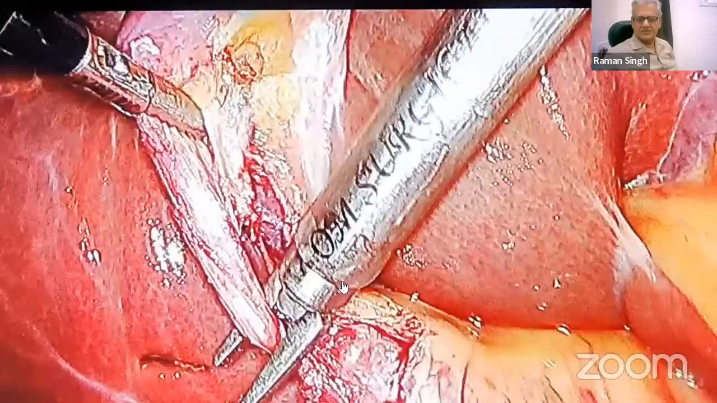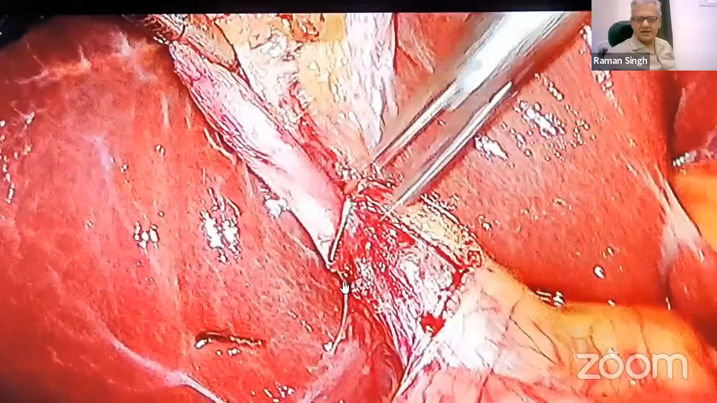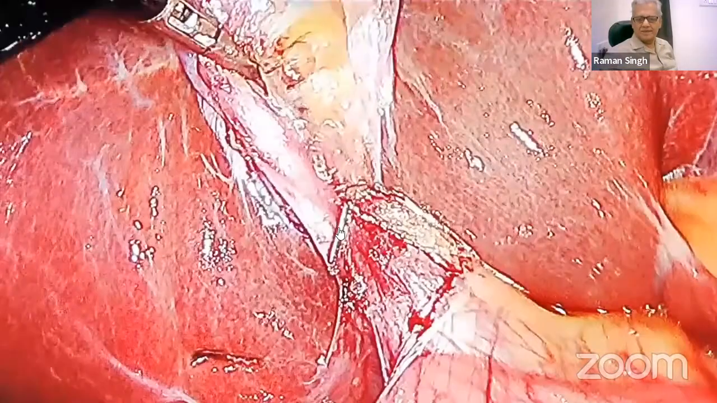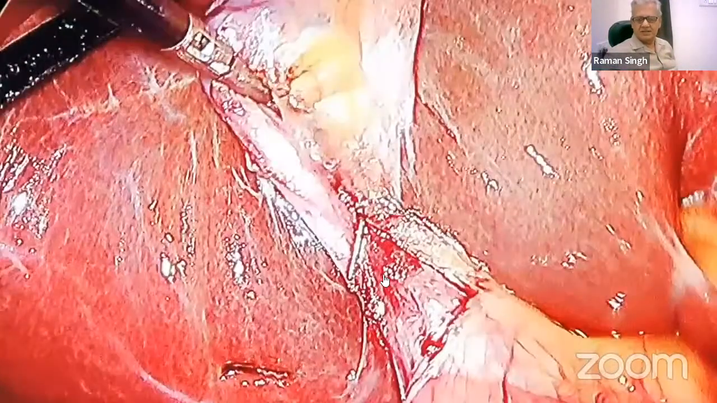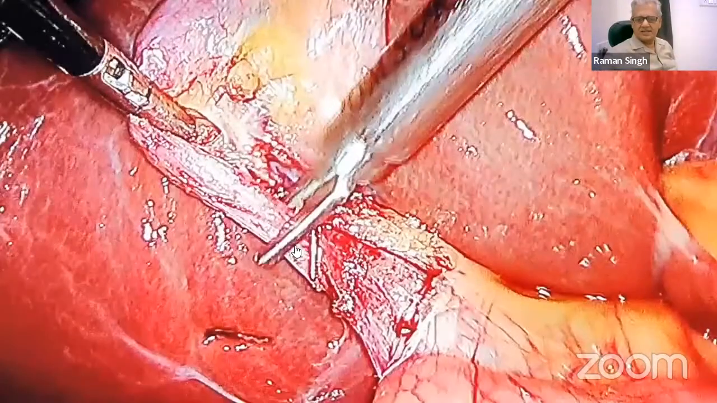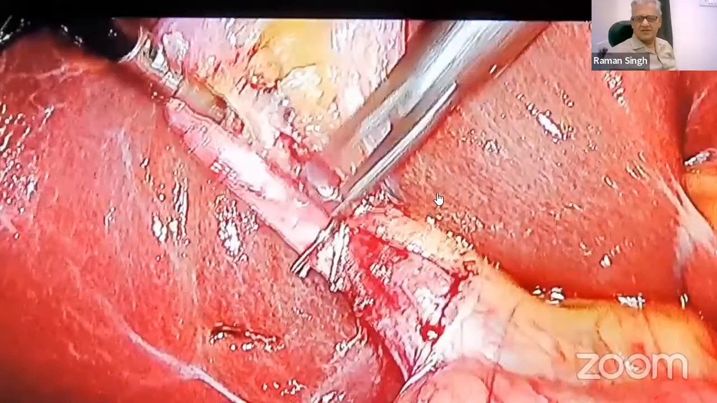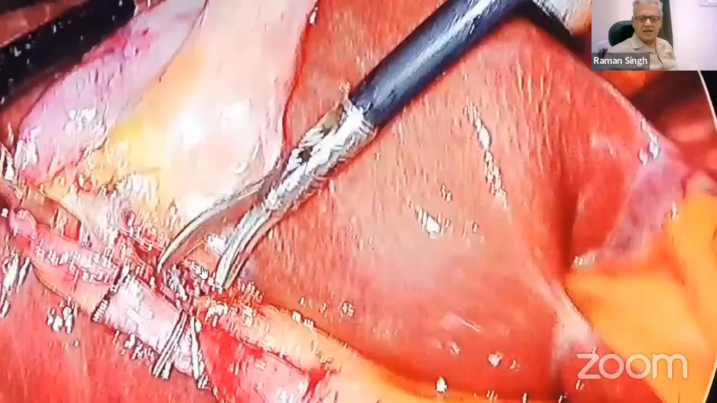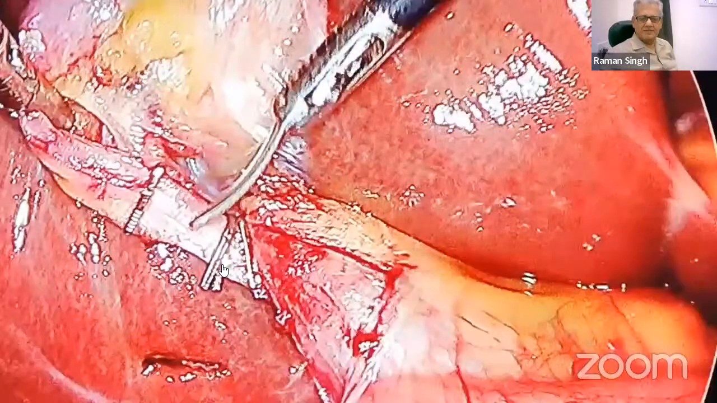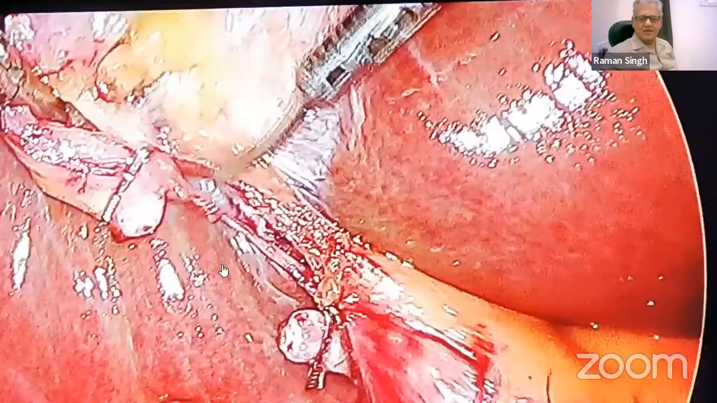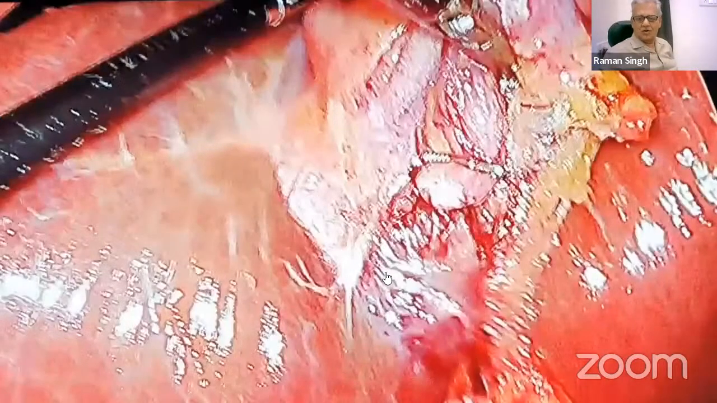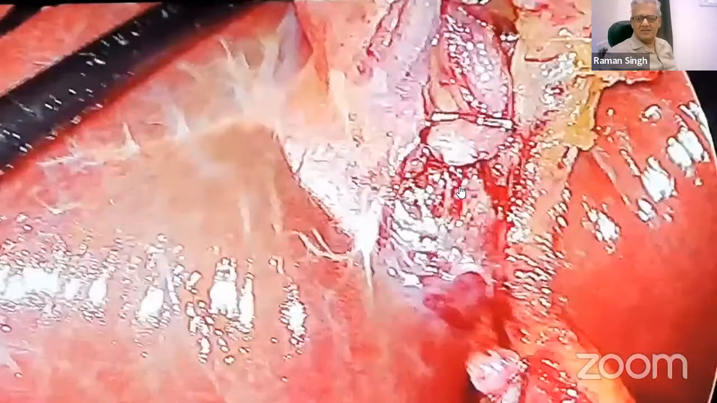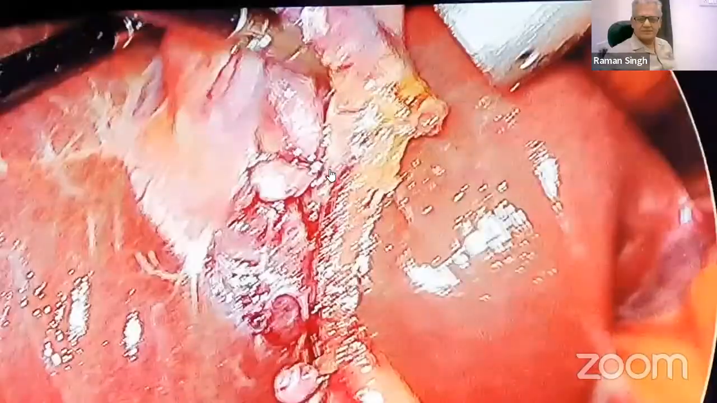After cleaning the Calot's triangle and clearing the cystic duct and artery, we put the clip over there. This is the proximal clip. This is the CBD, just near the CBD, and the second clip just near the first clip, and the third clip towards the gallbladder. And then we cut it. After cutting, with the help of hook cautery, we dissect the gallbladder from the gallbladder portion.